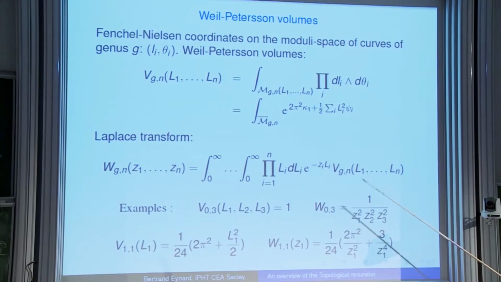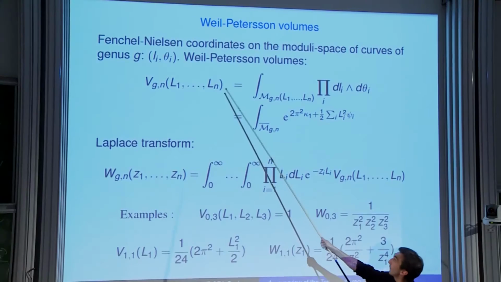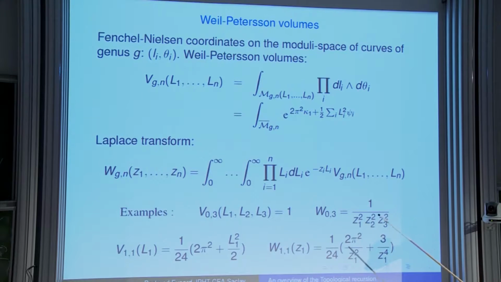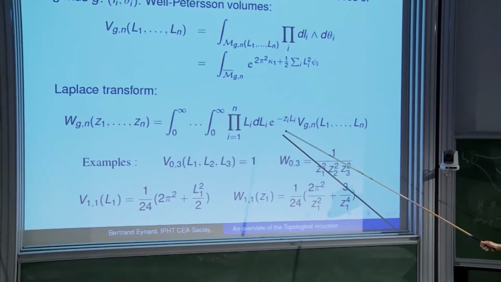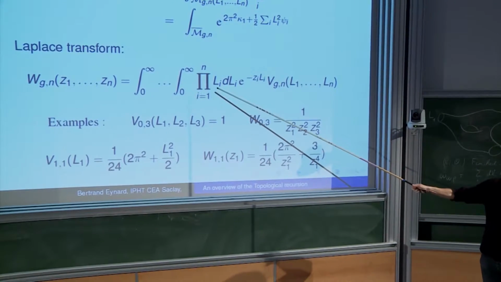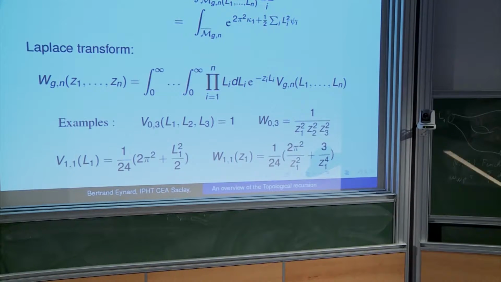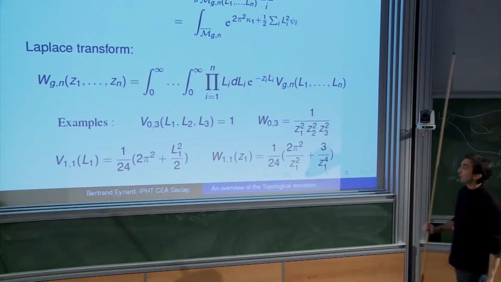Well, I'm not going to mention this second formula for the moment, but so it's just some functions of the Li's which you want to compute. In principle, you can do that by just doing hyperbolic geometry. In fact, I prefer to consider the Laplace transforms. So you take those volumes, multiply by e to the minus zi Li, multiply also by Li, and integrate over Li. So it's the Laplace transform. You get some functions of variables z1 up to zn, and you would like to compute those functions.